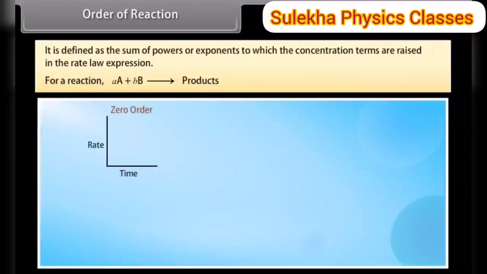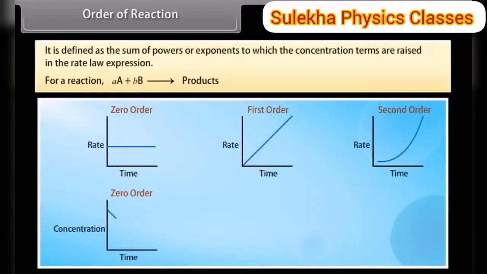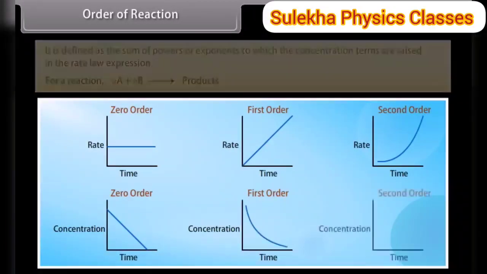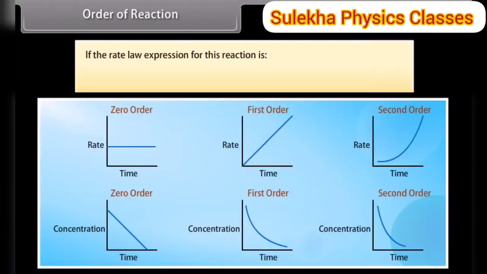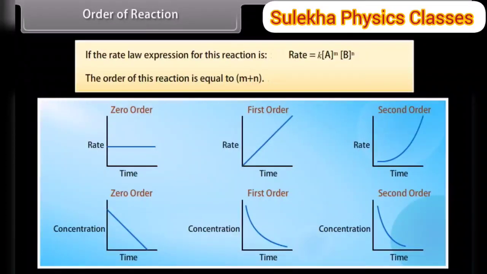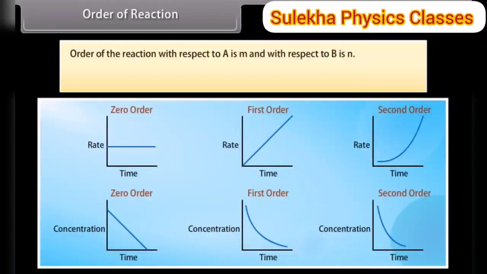Order of reaction. It is defined as the sum of powers or exponents to which the concentration terms are raised in the rate law expression. The rate law expression for a given reaction is given by: rate of reaction is equal to K times [A] raised to the power m and [B] raised to the power n. The order of this reaction is equal to m plus n. Order of the reaction with respect to A is m and with respect to B is n.